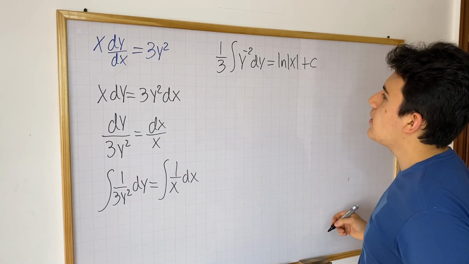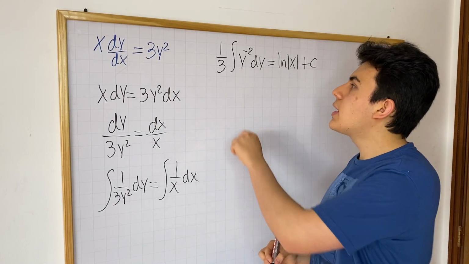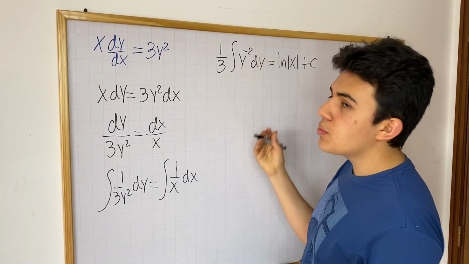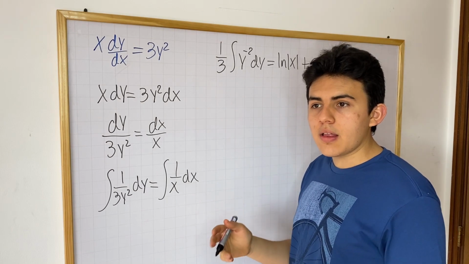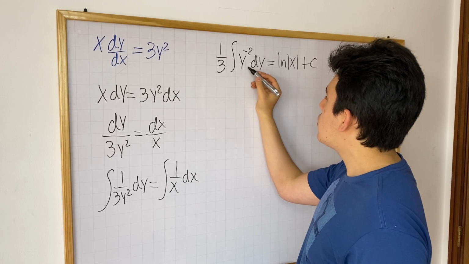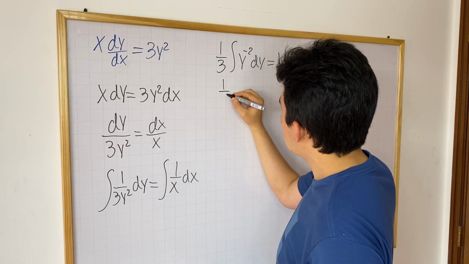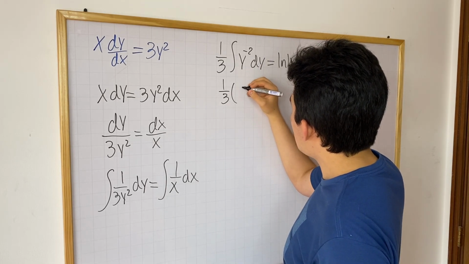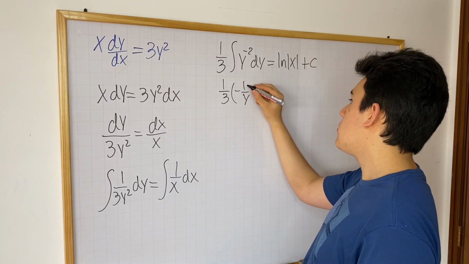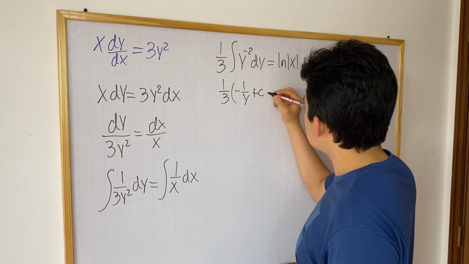And now this antiderivative, I'm sorry, we can compute it using the power rule, okay? So we know that we have minus 2 plus 1, that is going to be minus 1, divided by that same exponent, that is going to be minus y to the negative 1, okay? So this is going to be 1/3 times minus y to the negative 1, which is 1 over y, plus c, okay?